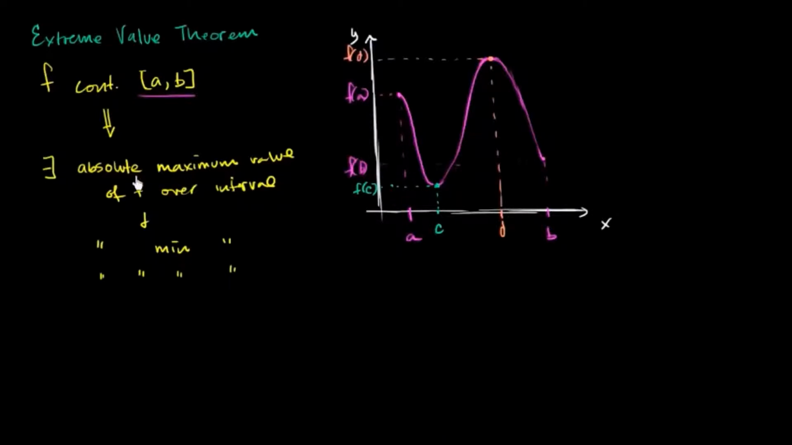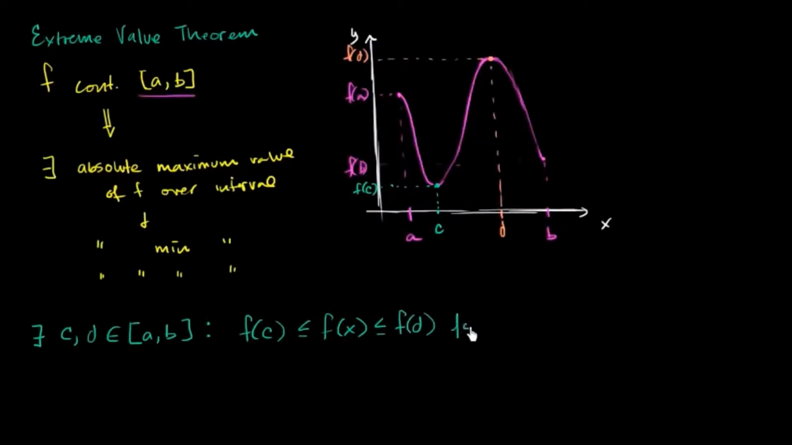So another way to say this statement, if f is continuous over the interval, we could say there exists a c and d that are in the interval, so they're members of this set, such that, and I'm just using the logical notation here, f of c is less than or equal to f of x, which is less than or equal to f of d, for all x in the interval.